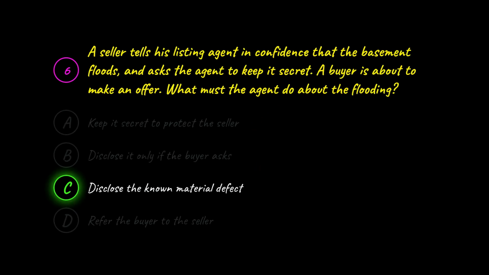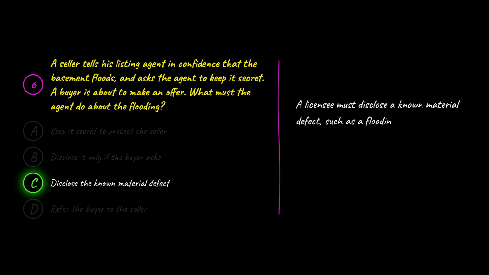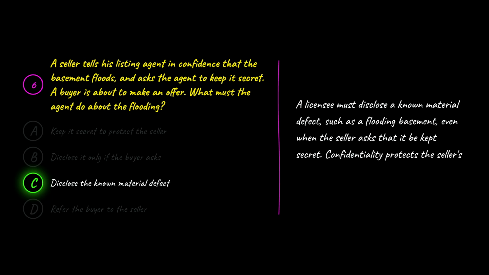The correct answer is C. Disclose the known material defect. C is correct because a licensee must disclose a known material defect, such as a flooding basement, even when the seller asks that it be kept secret. Confidentiality protects the seller's negotiating information, not the concealment of defects that affect the property.